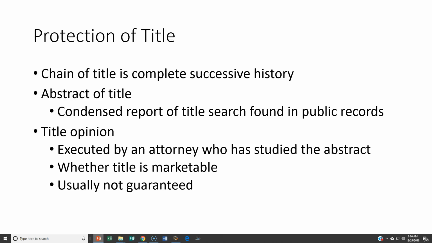The next thing is we have to understand the chain of title. What happened to this house ownership chain before you bought it, before the person before you bought it, before the person before that person bought it, and so forth. A chain of title is a complete successive history. That can be very extensive because it goes back to the time when the property was first formed. Abstract of title is a condensed report of title search, which is found in public records. And then you have a title opinion executed by an attorney who has studied the abstract and decides whether the title is free and clear, marketable, but there's no guarantee.